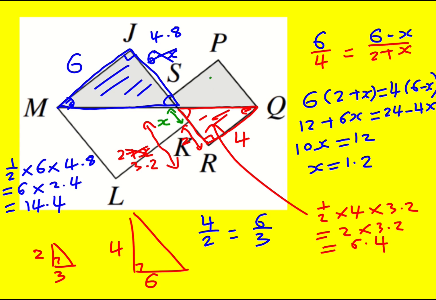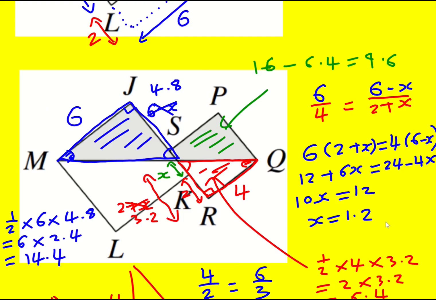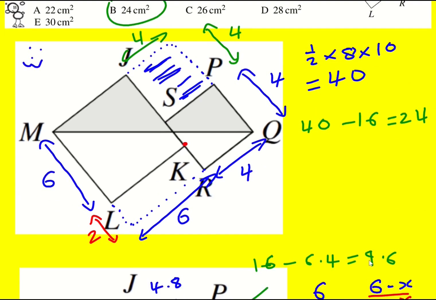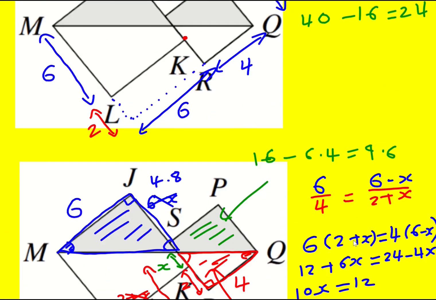Which means the shaded region, this bit here, is going to be 16, because it's 4 times 4, minus 6.4, which is 9.6. So I'm nearly there. Overall, the blue plus the green is going to be 14.4 plus 9.6, which gives us 24. Whilst I don't recommend doing it this way, I recommend the other way. But if you don't see to draw the rectangle, then this would have worked. It's longer and more complicated, but it again gives us the answer of 24.